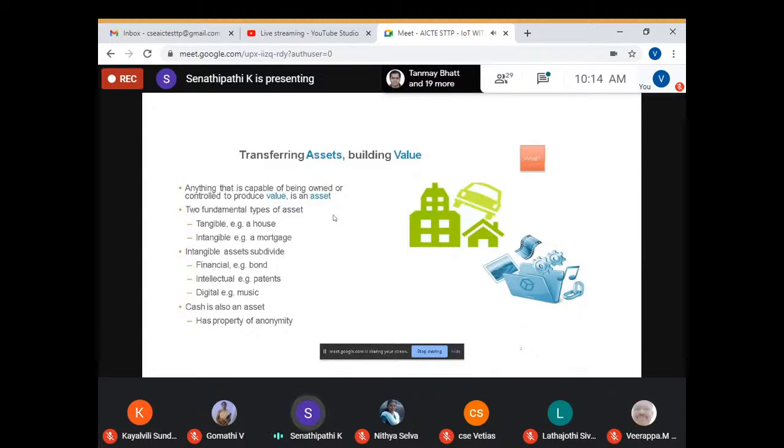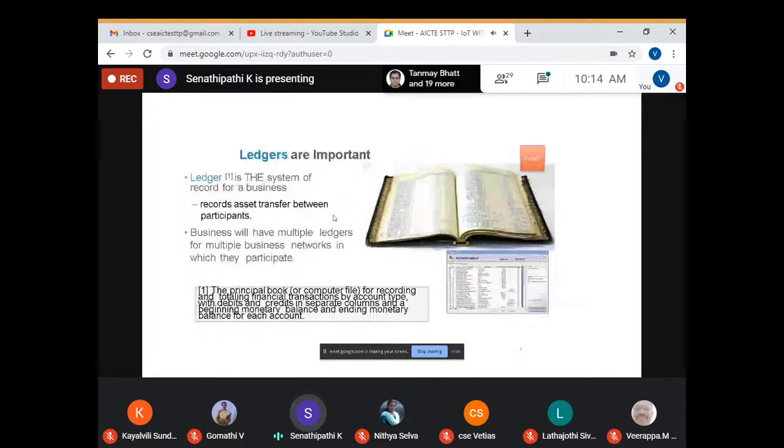As far as business is concerned, ledgers are very important. A ledger is nothing but a book or a computer file which records your financial transactions, right? With debit and credit details. So the ledger is the system of record for a business. So you can have multiple ledgers for multiple business networks, right? So ledgers are very, very important as far as business is concerned, as far as blockchain is concerned.